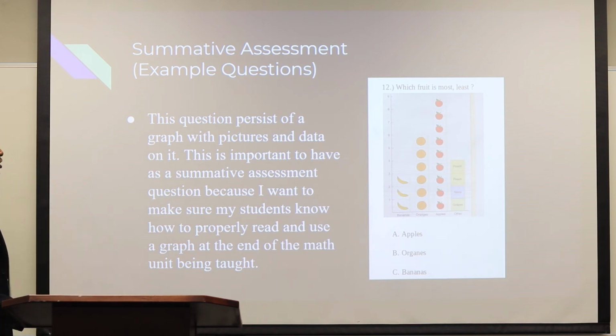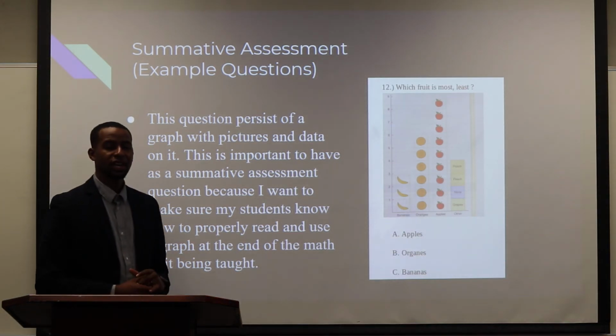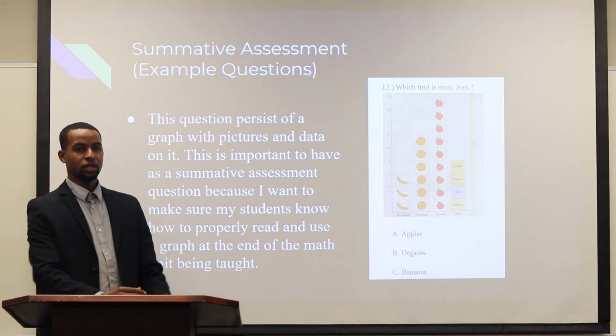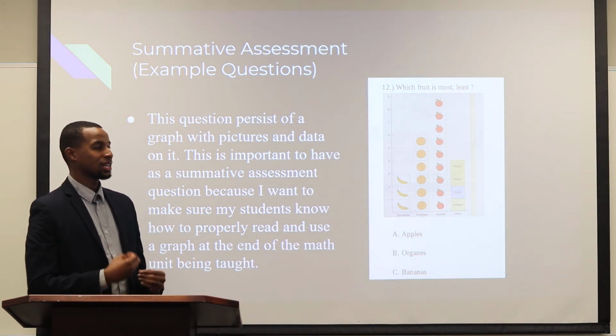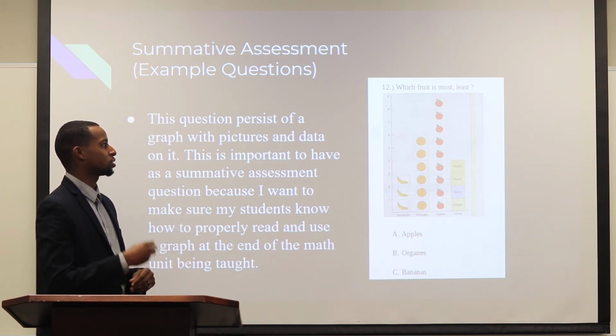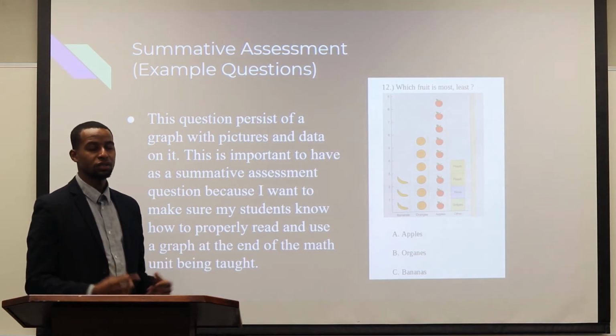So this question is just on a chart and it has data as well. My students are going to have to analyze a chart. They're going to have to think through this chart, and it's not just going to be an easy one-step question. But the question is, which fruit is most least? So it uses two words. It uses most and it uses least.